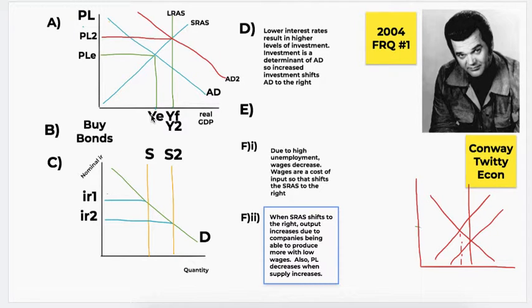So there you have it. Here's how you get all your points on the 2004 FRQ number 1. So hopefully you guys are doing well with these. Hopefully it's working out. And hopefully all this made sense. If it doesn't, ask me questions.